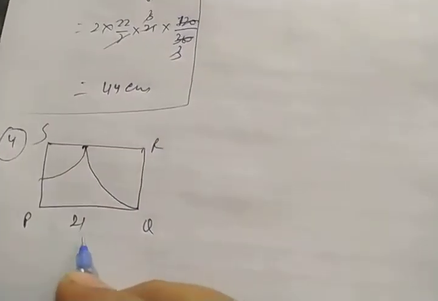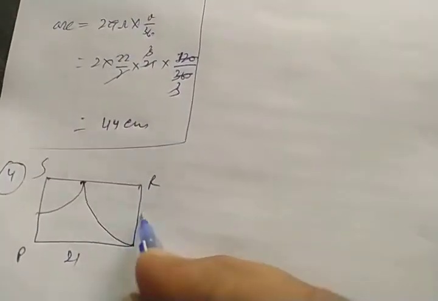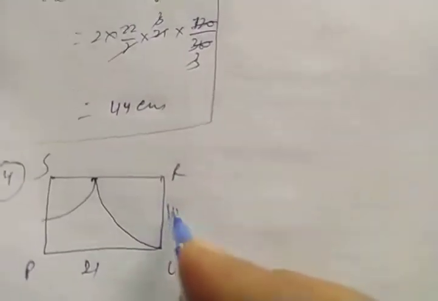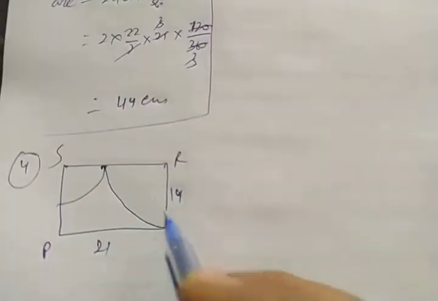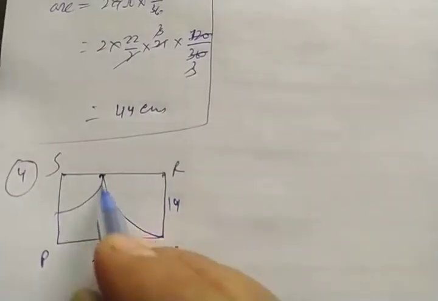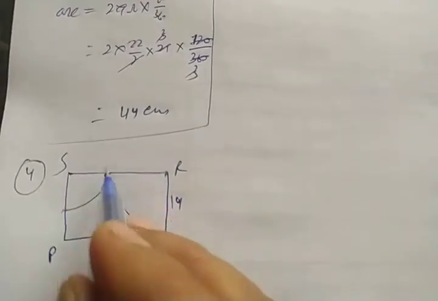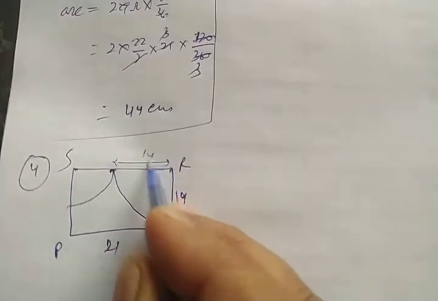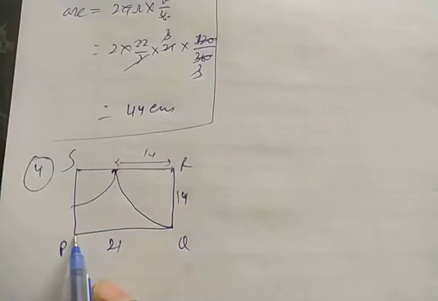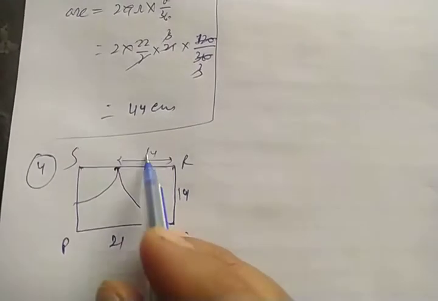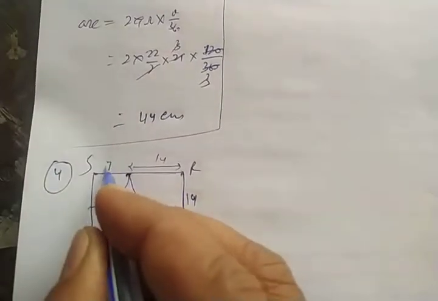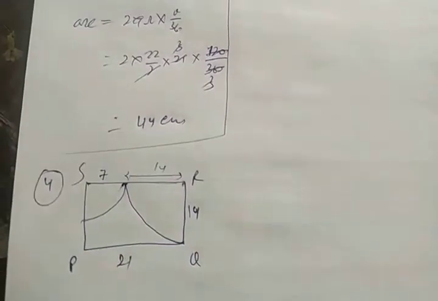Now the dimensions have been given. PQ is 21, and QR this much is 14. Actually QR is 14. This is the radius of this quadrant circle, and this one will also be 14. Total length is 21. Now when you subtract 14 from 21, you will get 7. 7 is the length of the radius of this quadrant.